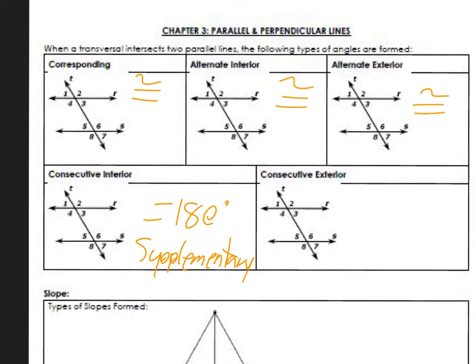Consecutive exterior. Well, consecutive exterior, consecutive means same side of the transversal, exterior on the outsides of our parallel lines. So 2 and 7 are consecutive exterior, 1 and 8 are consecutive exterior. These also equal 180 when added up, making them supplementary.